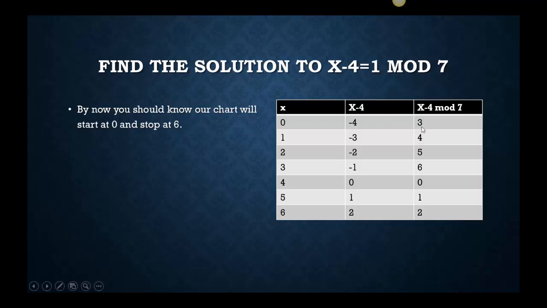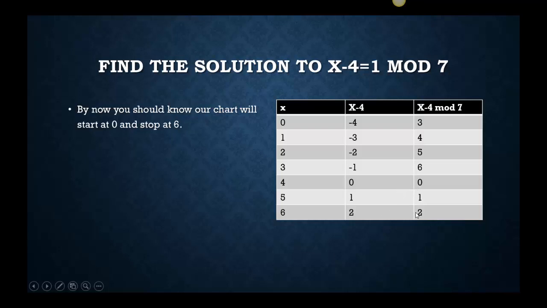So negative 4 plus 7 is 3. Negative 3 plus 7 is 4. Negative 2 plus 7 is 5. Negative 1 plus 7 is 6. 0. Finally, we got out of those negatives. So 0 is 0, 1 is 1, and 2 is 2.